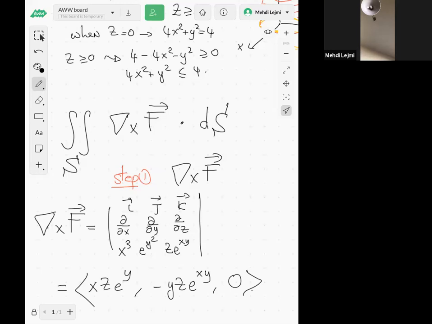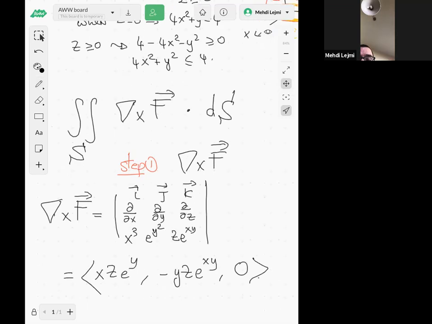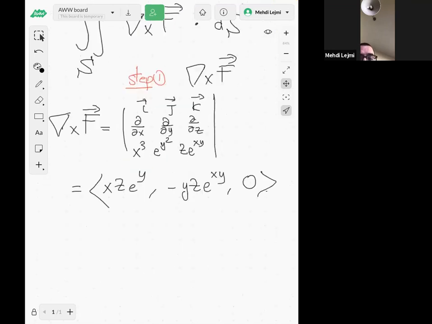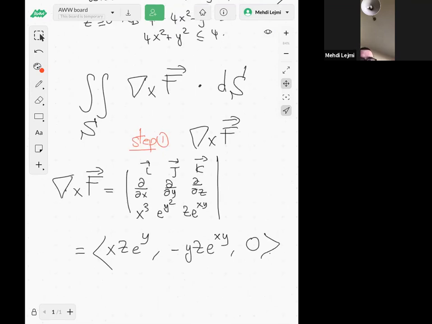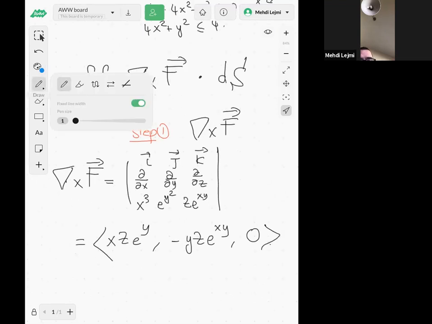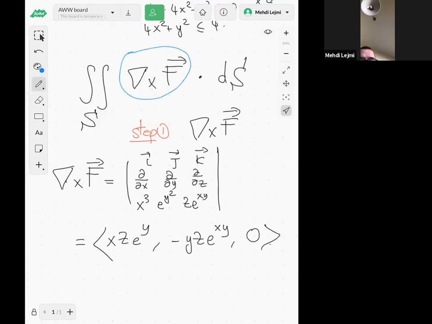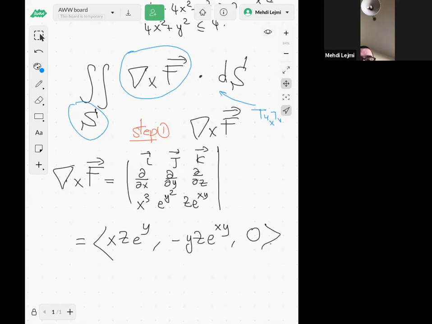I guess, guys, you know how to do this, right? This curl of f is just the cross product of the del operator with the vector field f. Okay, that's good. Now the next step, step number 2, is to parameterize S. Again, you want to evaluate this integral, so you need to find the curl of f, you need to parameterize S, and then you need the formula with t_u cross t_v. You need the normal vector.